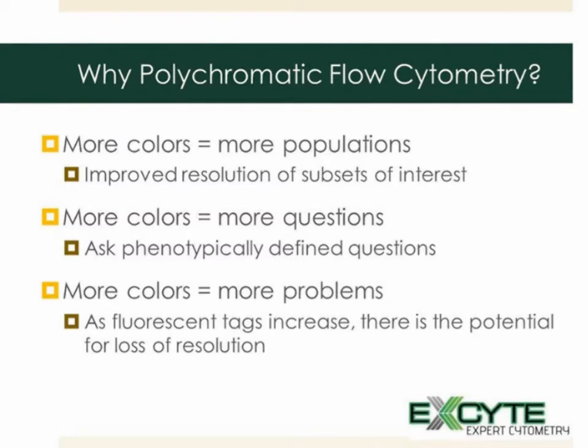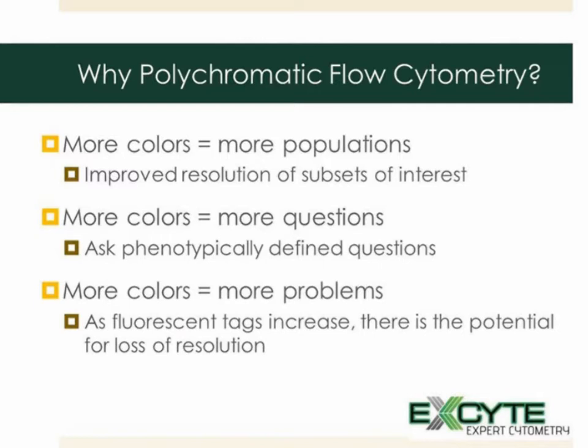The first question you can ask is, why polychromatic flow cytometry? Well, more colors means that we have more populations. It helps us improve the resolution of subsets of interest. From the early days of flow cytometry, where we could do 3 and 4 fluorescent markers, to tools now that let us do 15, 18, as many as 30 markers, we're able to really ask very detailed questions at the cellular level.